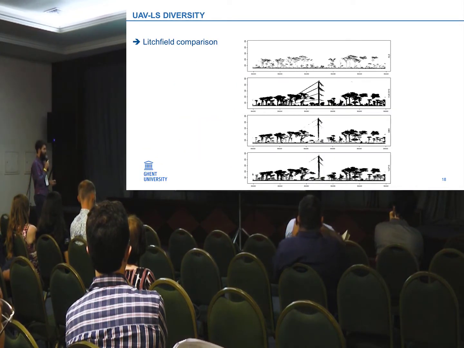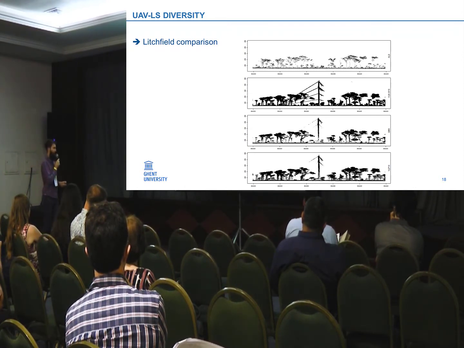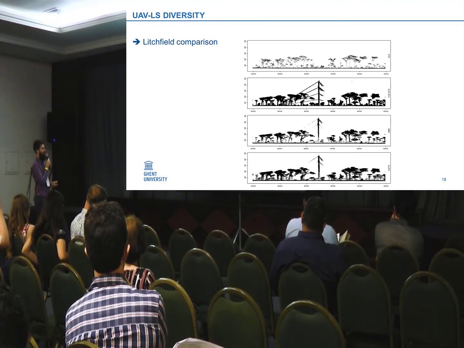So this is a cross-section of this Litchfield site. On top you see the airborne LiDAR. This was before they built the tower. This is the VUX system. This is the Quanergy M8, and this is the Velodyne puck. So you can really see that there's a big difference in the VUX system compared to the systems that are a bit cheaper.